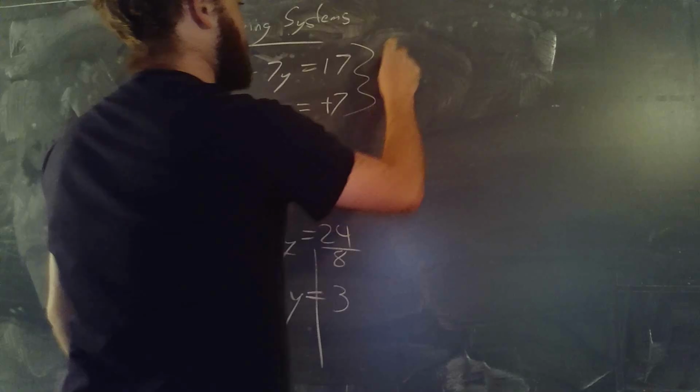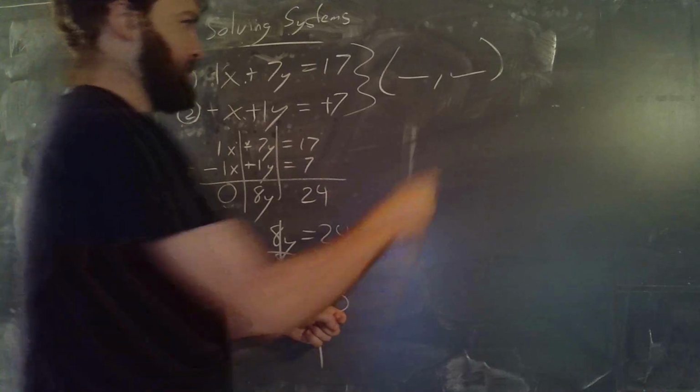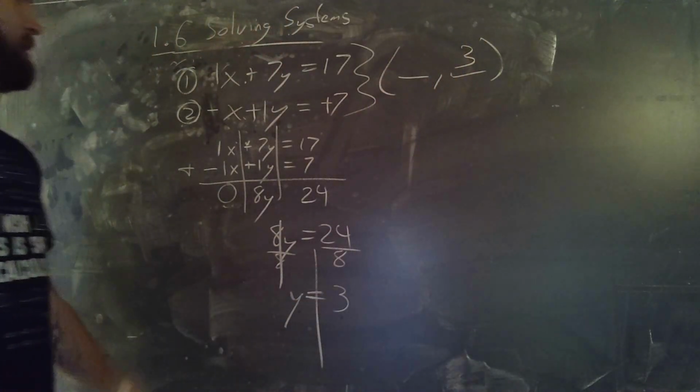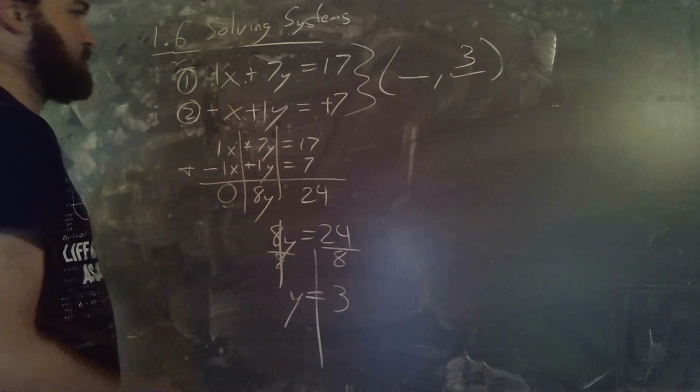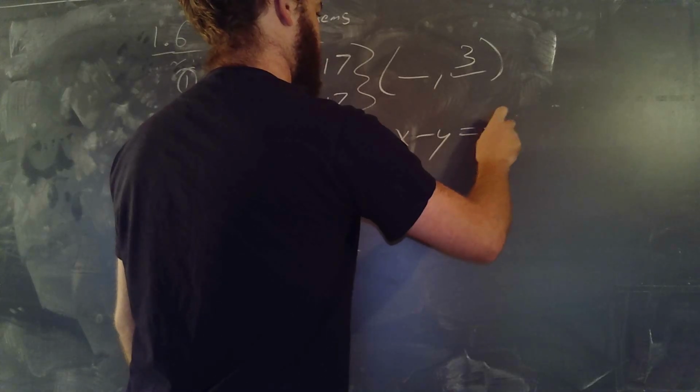So remember, my solution here is an x, y ordered pair, and we just found out that y is 3. So then I'm going to pick my favorite equation. I'm actually going to use the second one, which was x minus y equals negative 7.